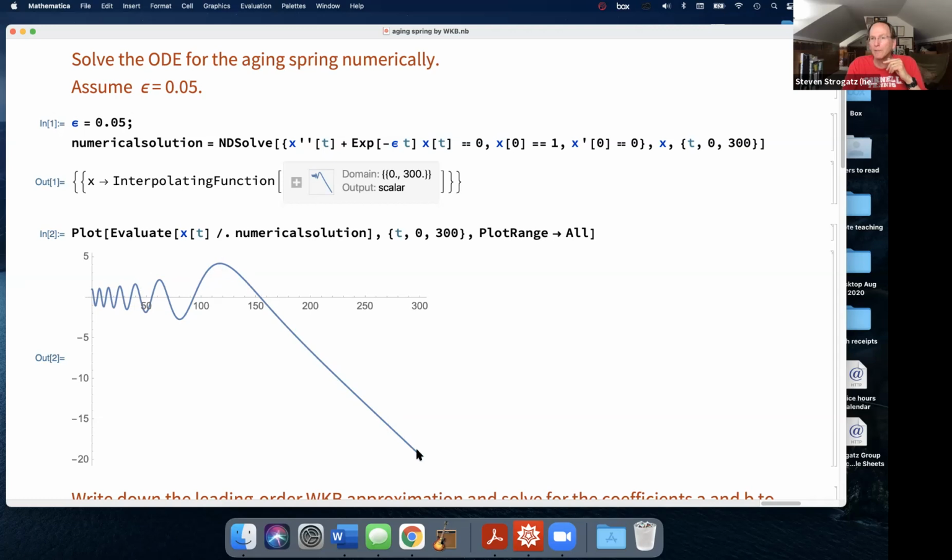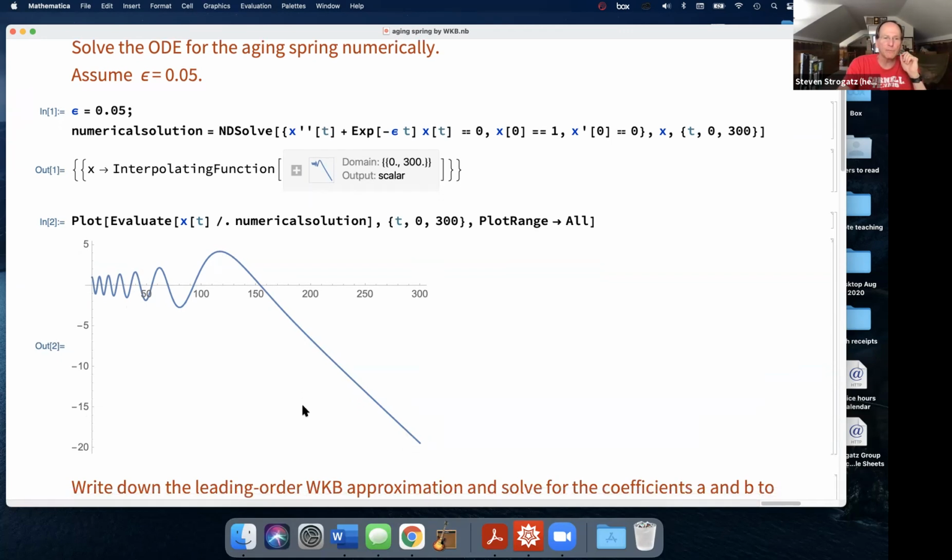But we knew that would happen, right? At some point, the spring becomes so weak that the mass thinks it's free and just goes off drifting by inertia. So it oscillates for a while, then it does something else and goes off linear. Now, what does WKB have to say about this? That was the numerical solution.